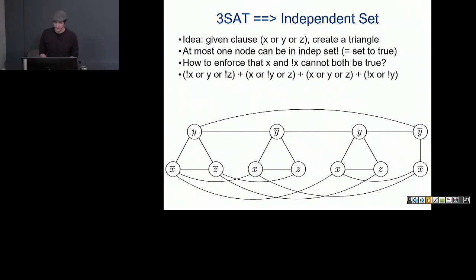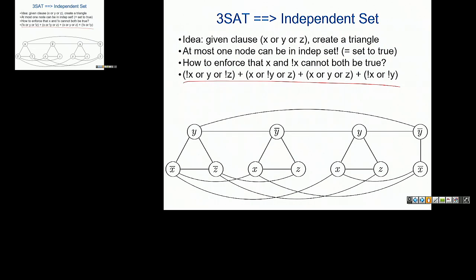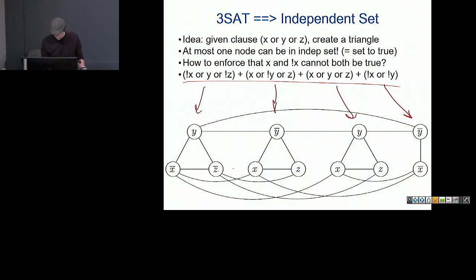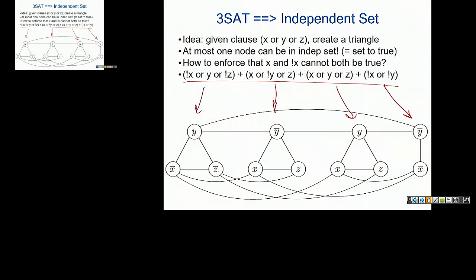Here's an example. So let's take this formula, and I'm just going to construct the graph basically as I hand waved in the last slide. So here I've got not x, not z, and y. So this is the first clause, this is the second clause, third clause, and fourth clause. And in addition, I just add edges between pairs of literals that are opposite in negation. So between z bar and z, between x and x bar. So all I have are triangles and those constraints.